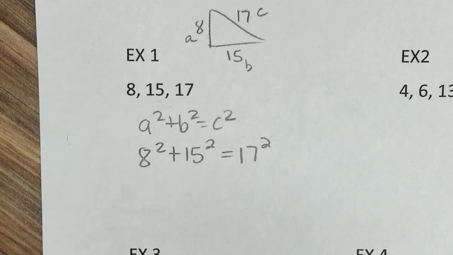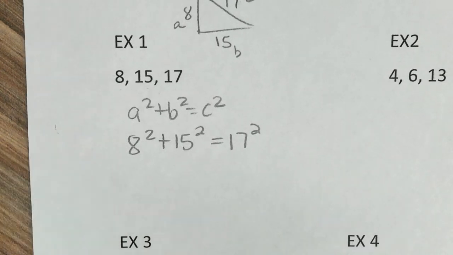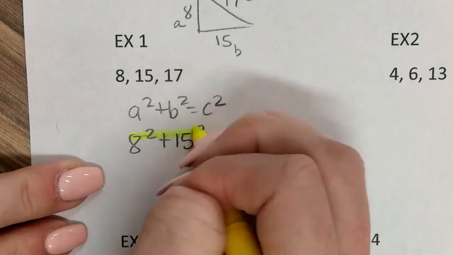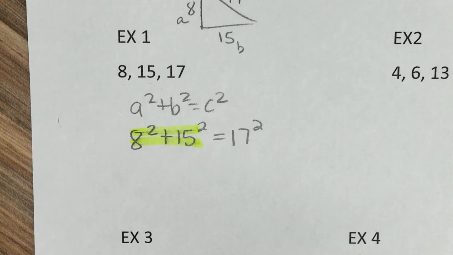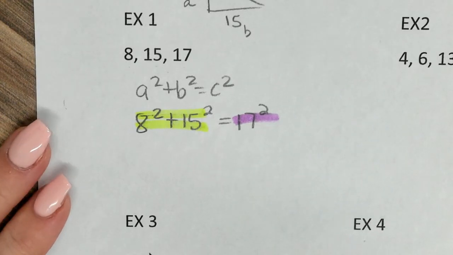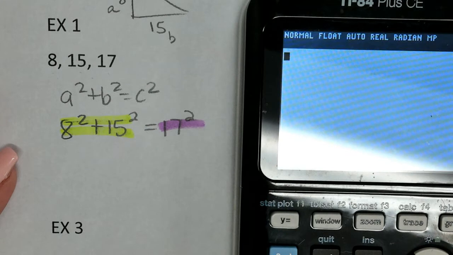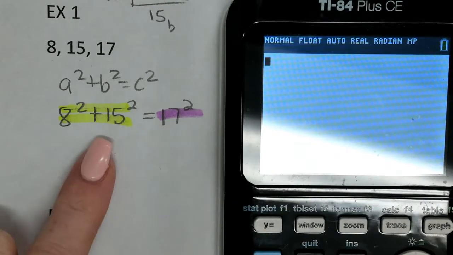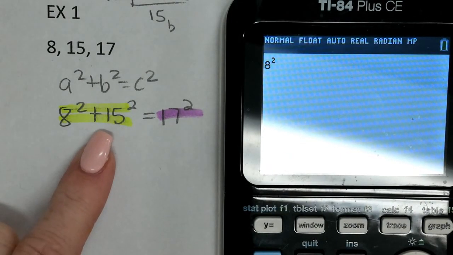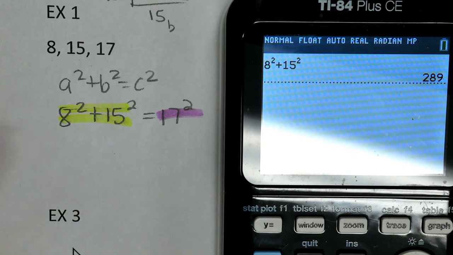Now, guys, am I solving anything today? No, there's nothing to solve. It's fully done. All I have to do is type this side into my calculator and then type the right side of the equal sign into my calculator and see if it's true or not. So get your calculator and type in the left side of the equal sign: 8 squared plus 15 squared. I got 289.